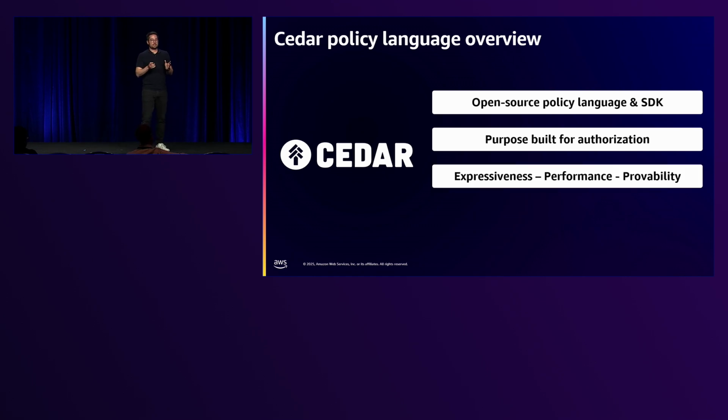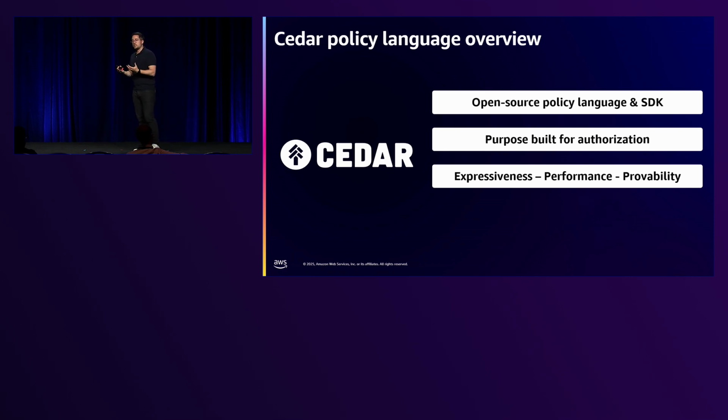Cedar also balances three critical aspects that we need to think about: expressiveness, performance, and provability or analyzability. So the first is expressiveness, as you see here on the slide. Applications are different. Your application might be different than your application, have different actions, have different resources that you interact with, or also different user attributes. So what we need is an expressive language that can mirror or model all of those things.